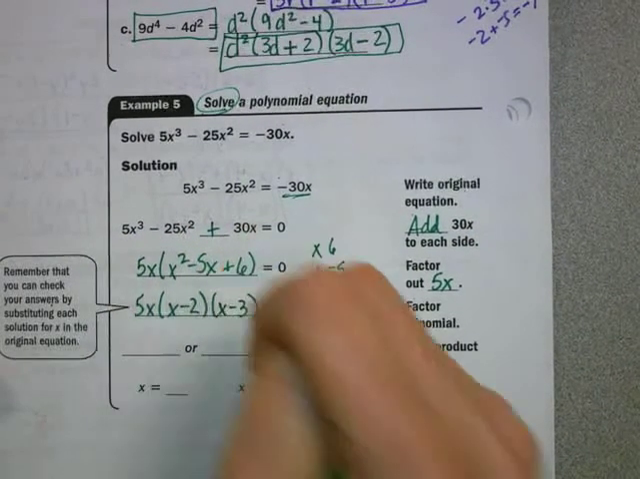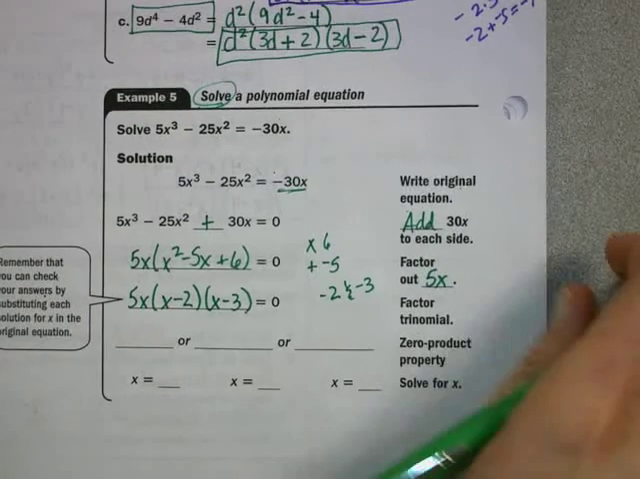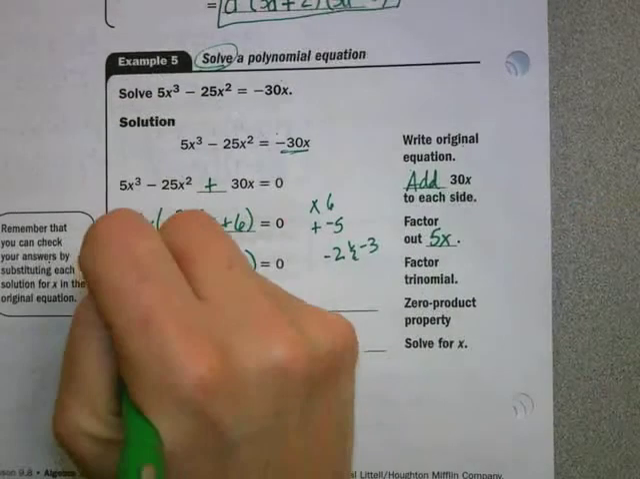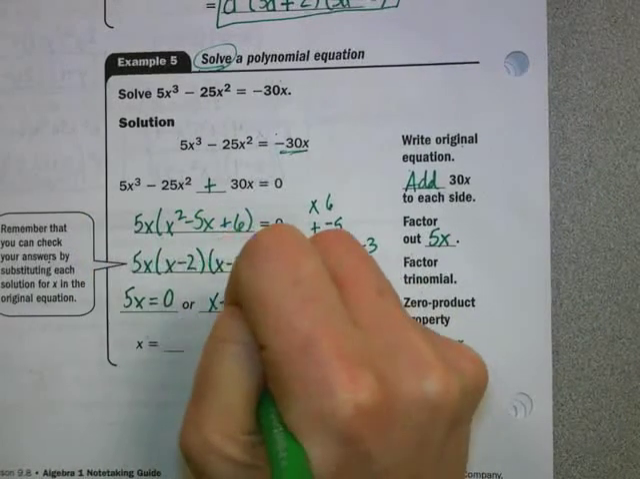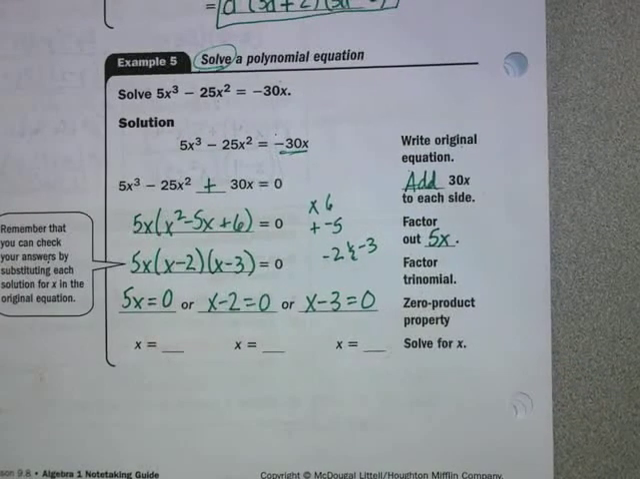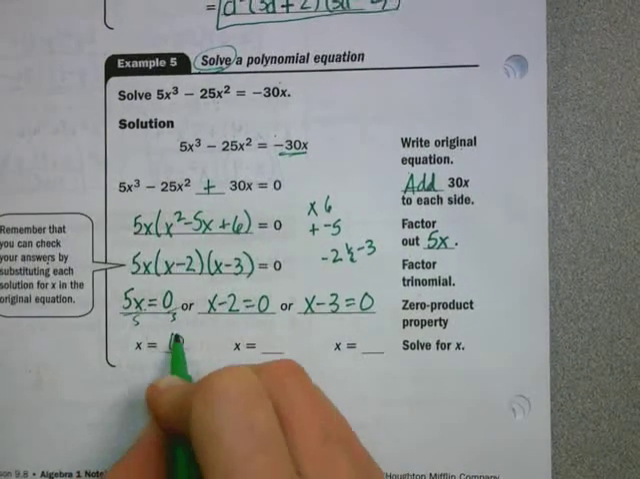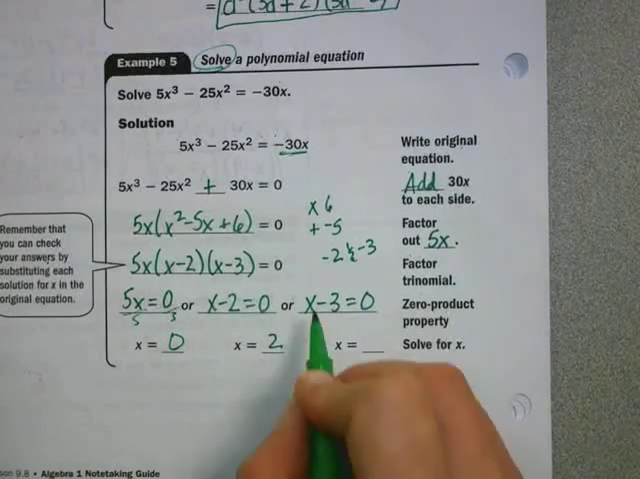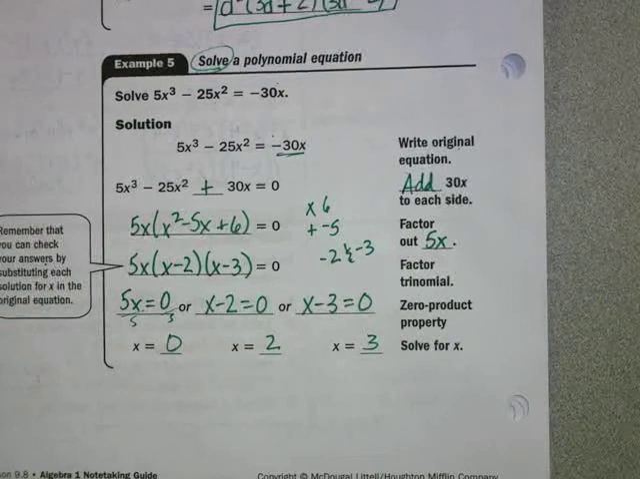So now we have 3 things being multiplied together to equal 0. So we need to set them all equal to 0. Previously to this, we only had 2. Now we have 3 things. So 5x equals 0, or x minus 2 equals 0, or x minus 3 equals 0. That's the zero product property. So dividing by 5 on both sides just gives me a 0. Adding 2 here gets me 2. Adding 3 gets me 3. So we have 3 solutions now. X could be 0, it could be 2, or it could be 3.